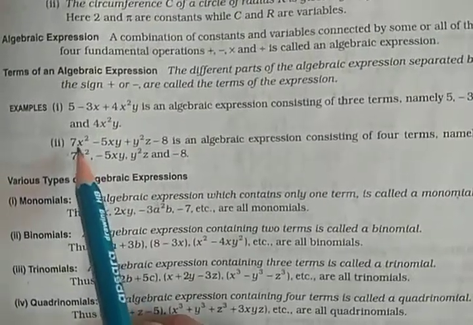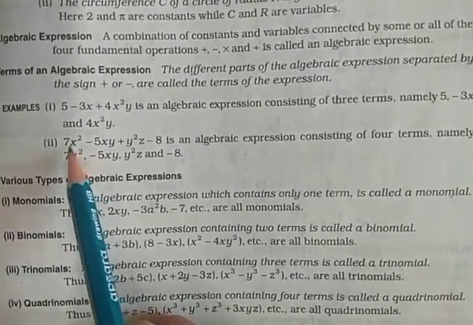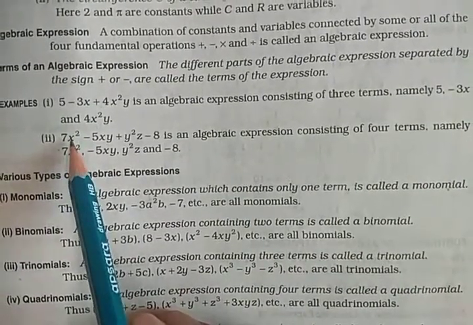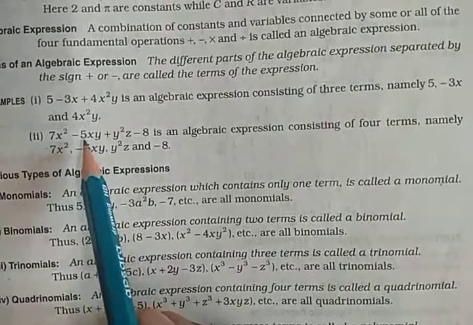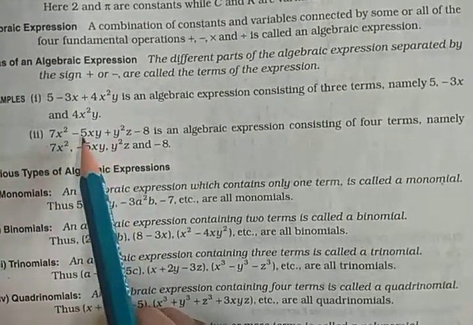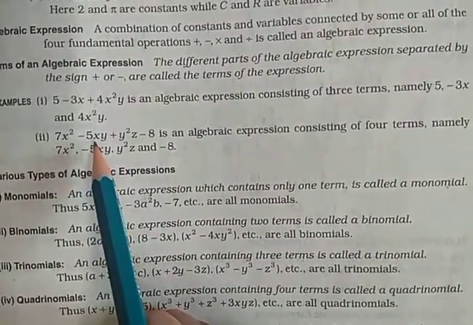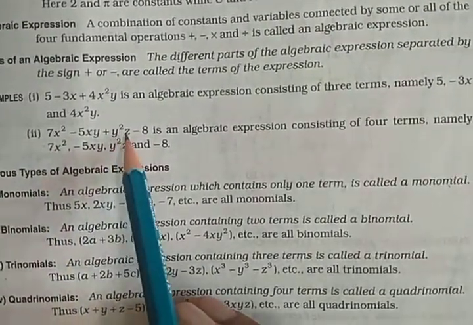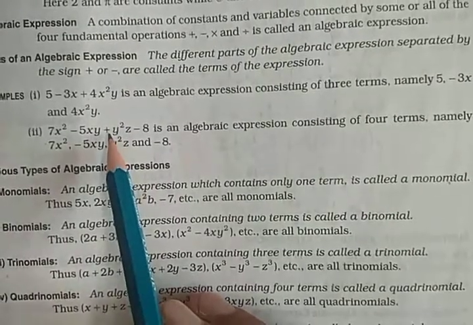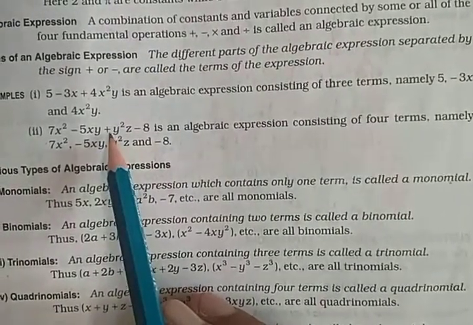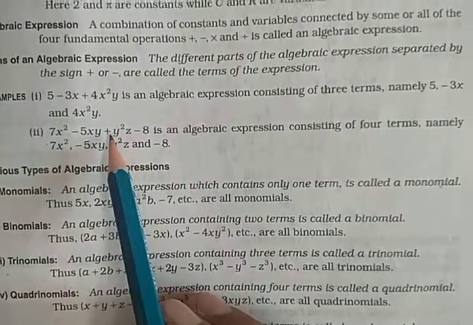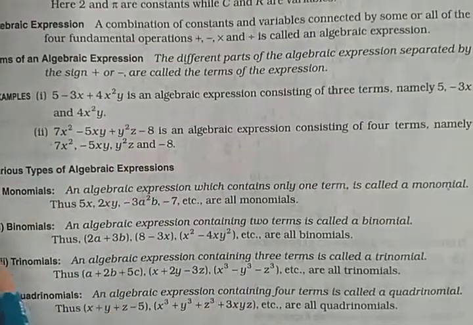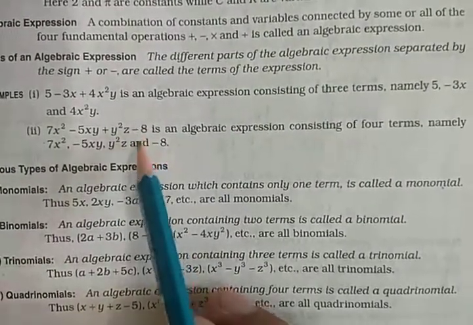And these are the variables. 7x square is the first term, and 7 is the constant and x square is the variable. Minus 5xy is the second term. Here minus 5 is the constant and x, y are variables. In y square z, there is no number, so 1 is here. So 1 is the constant, and y square z is the variable, and minus 8 is the constant.